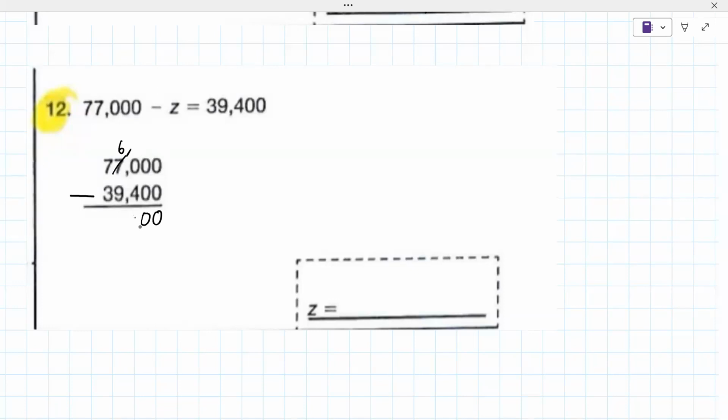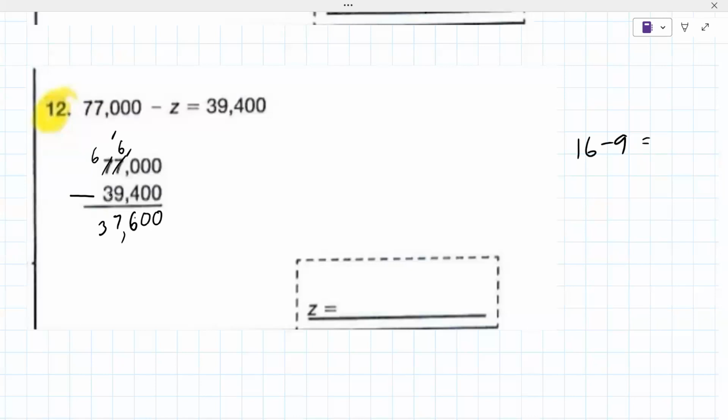6. Okay. Now 6 minus 9, we got to borrow from here. 6. And to make that 16, what is 16 minus 9? 8. Try again. 9. 16 minus 9 is what I'm asking. 7. Okay. What is 6 minus 3? 3.